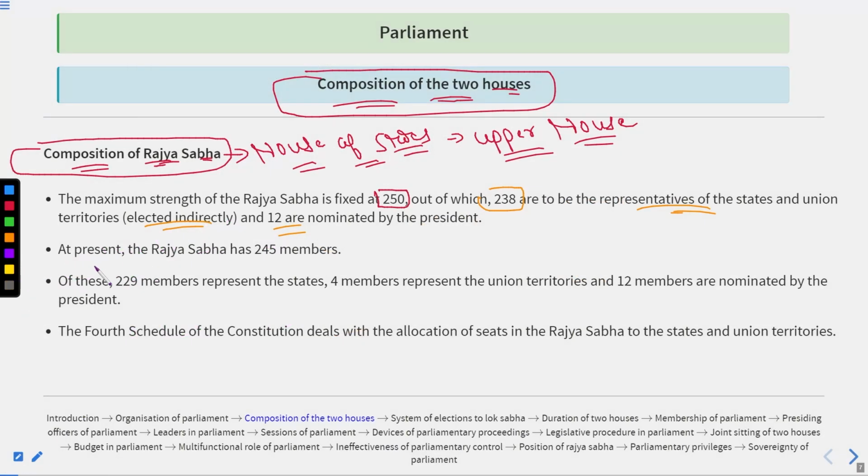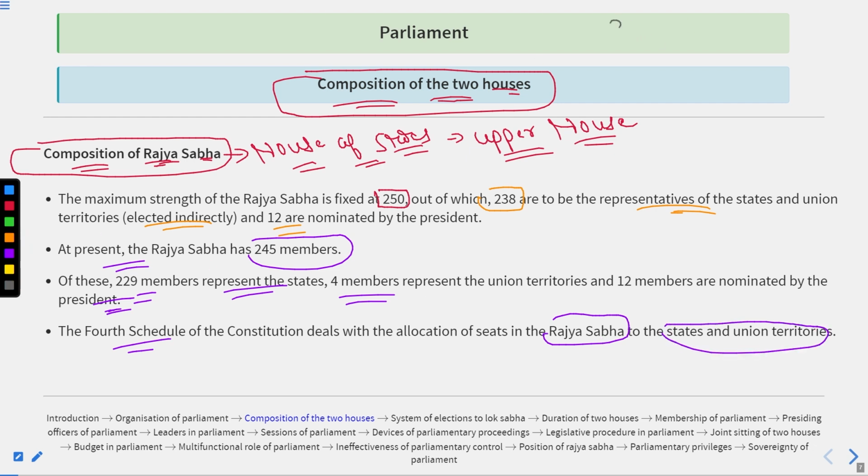That's the thing. So at present, Rajya Sabha has 245 members, 229 represent the states, 4 represent the union territories, and 12 are nominated by the president. The fourth schedule of the constitution deals with the allocation of seats in the Rajya Sabha to the states and the union territories, because we know India has 28 states and 9 union territories. So basically how these 238 seats would be divided between these 28 states and 9 territories is decided on the basis of the fourth schedule of the constitution, through which the allocation of seats in Rajya Sabha is decided.